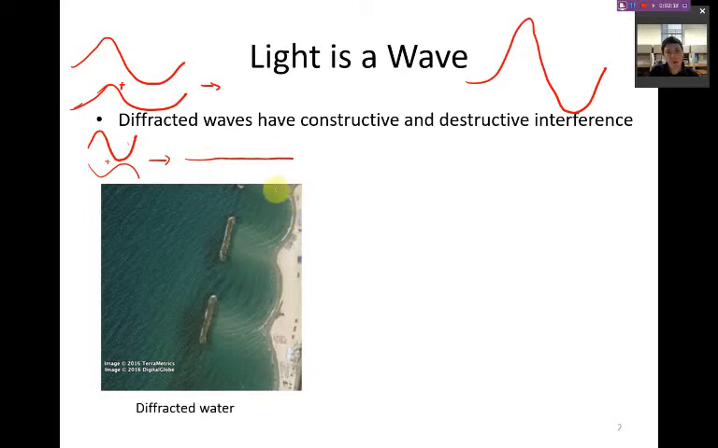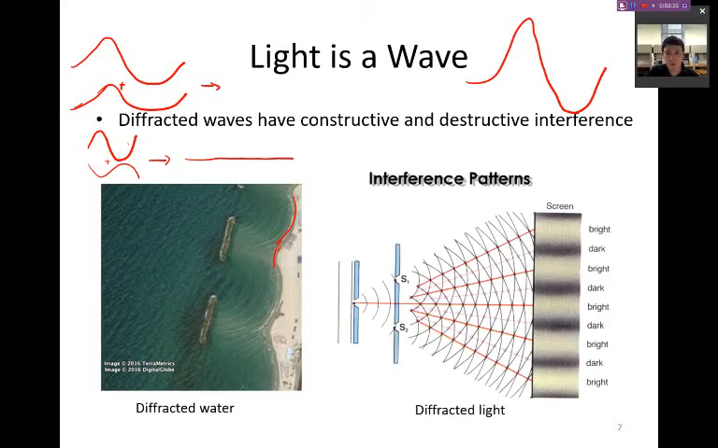And so if you take a look here at this image, we can see that there are areas of high amplitude and areas of low amplitude based on the constructive and destructive interference of those waves. Similarly, if we take light and we shoot it through small openings, we see that it also behaves as a wave, meaning we end up with areas of constructive interference, indicated by the bright regions, and areas of destructive interference, indicated by the dark regions.